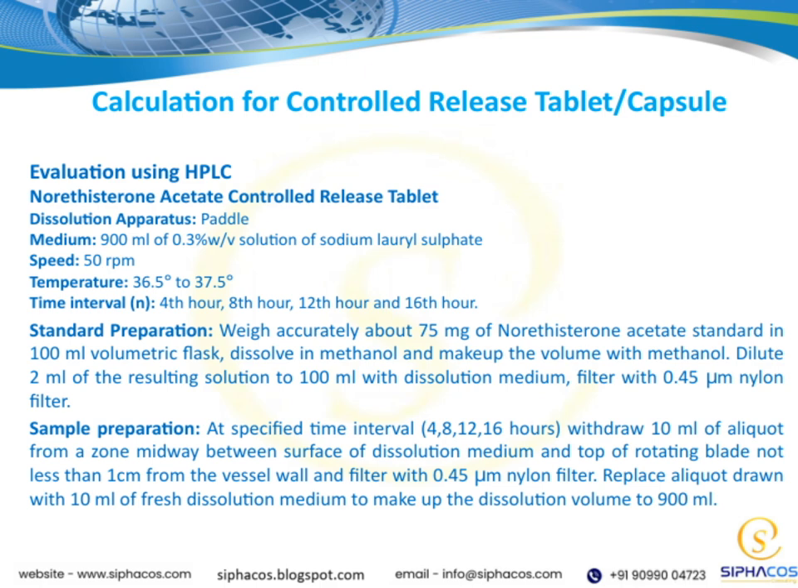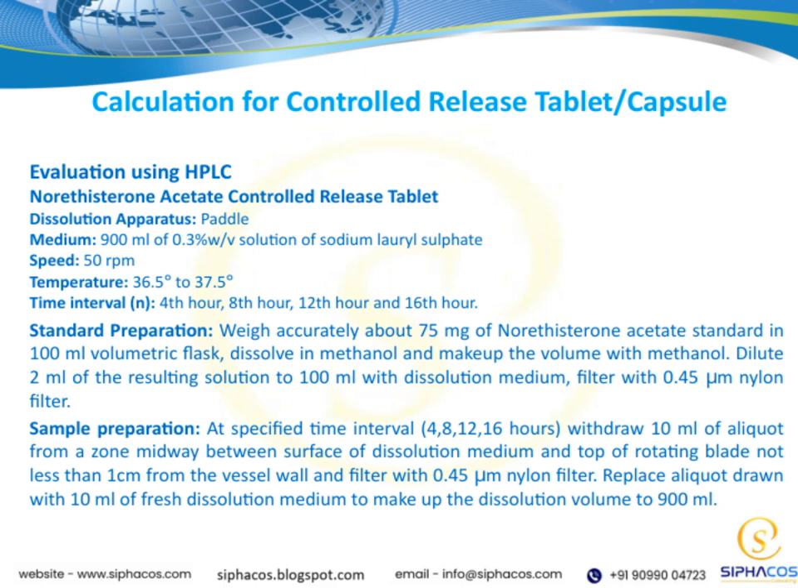For the standard preparation, we accurately weigh about 75 milligrams of norethisterone acetate standard, dissolve it in methanol within a 100 milliliter volumetric flask, and then make up the volume with methanol. From this stock solution, we dilute 2 milliliters to 100 milliliters with the same dissolution medium, then filter it through a 0.45 micron nylon filter to ensure purity.